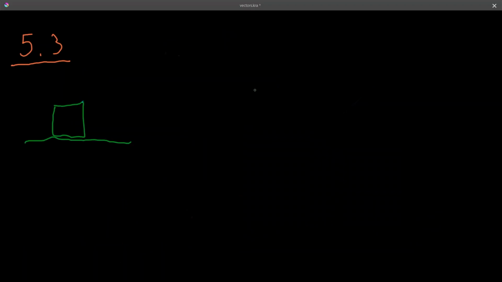Okay, so let's take an example about vectors. Let's say you have a box, and this box is on a frictionless surface. And this box has a mass.